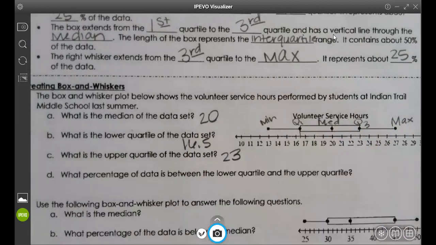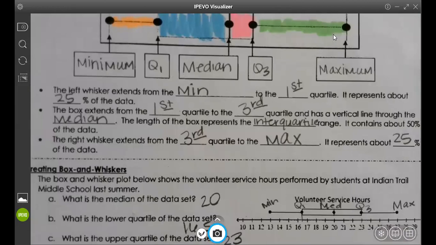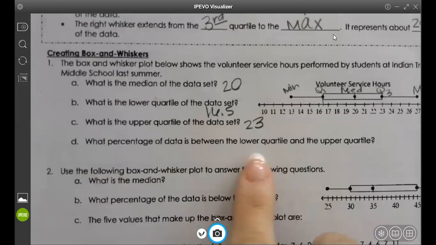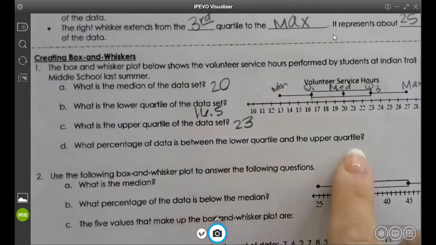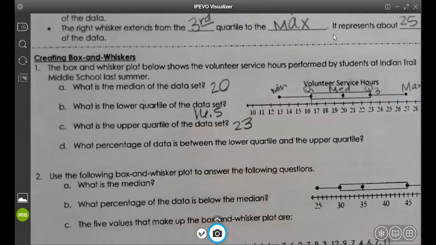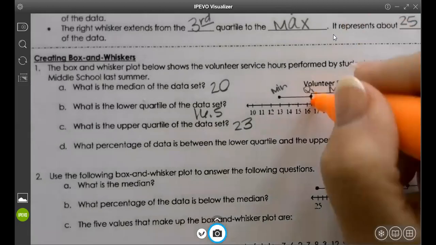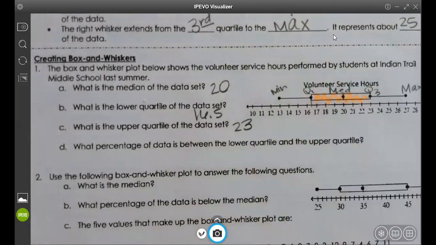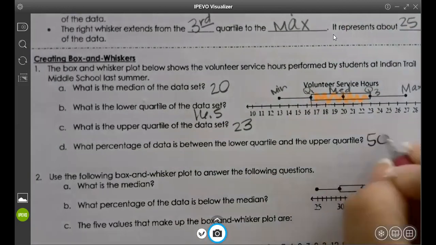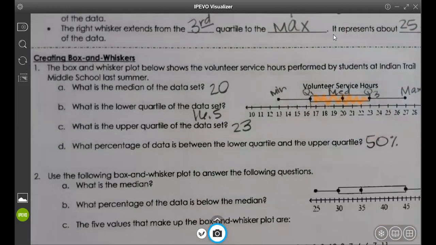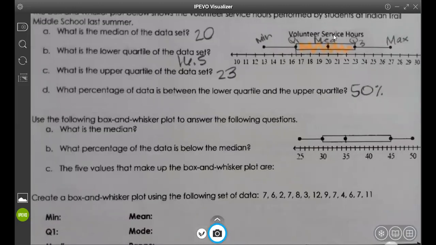Okay, think back to up here when I had it colored in. Each color is 25%. What percent of the data is between the lower quartile and the upper quartile? So here's your lower quartile and upper quartile. The full box is 50%. It don't get any harder than that. I mean, like it's super easy. And you can create them in your calculator. So that won't even be a big deal. Same thing. What is the median on this one?